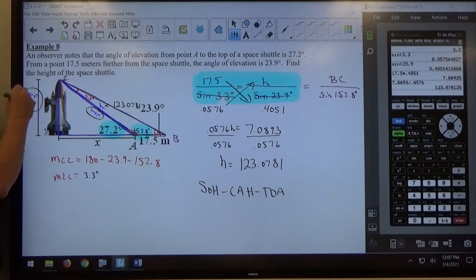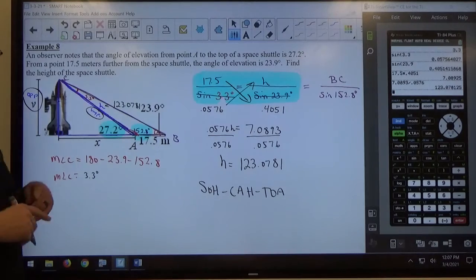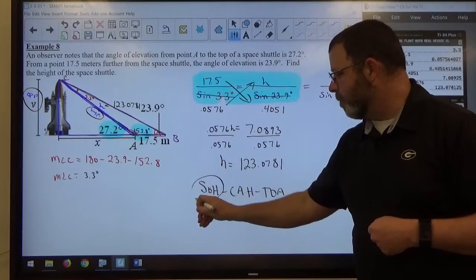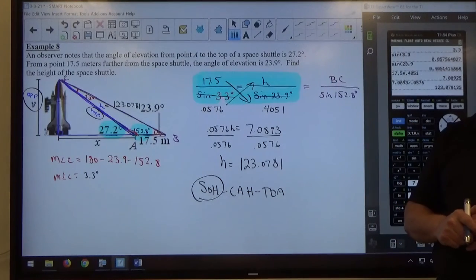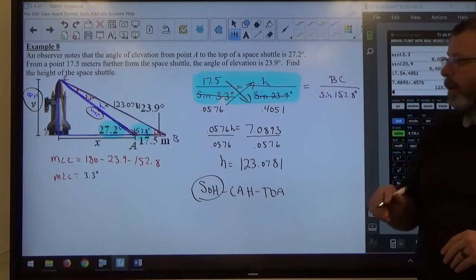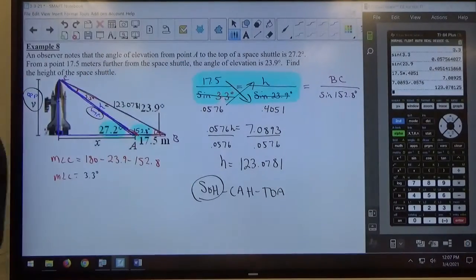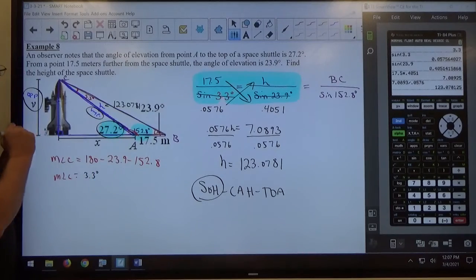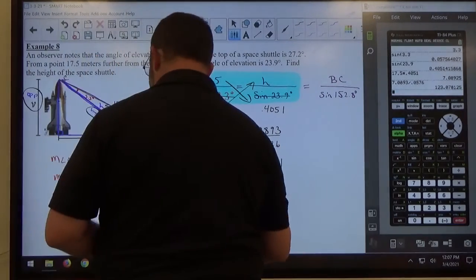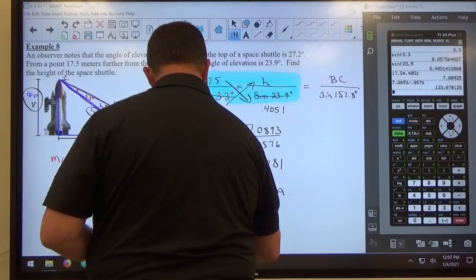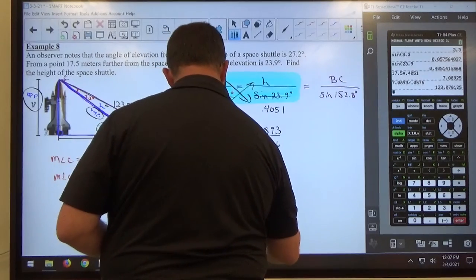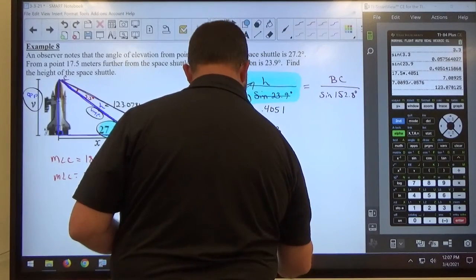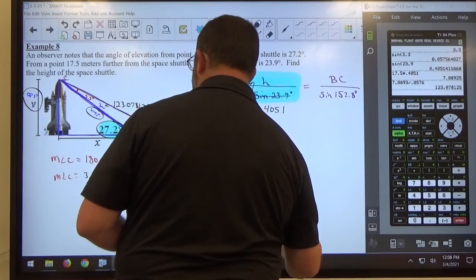V is the opposite, we want to know that. So because I know the hypotenuse and I want to know the opposite, sine is going to be the useful trig function that's going to help me get the answer. And particularly, we're dealing with, in the blue right triangle here, 27.2 degrees is the angle we're working with. So I'm going to have sine of 27.2 equals opposite, we don't know v, over hypotenuse we do know, 123.0781.